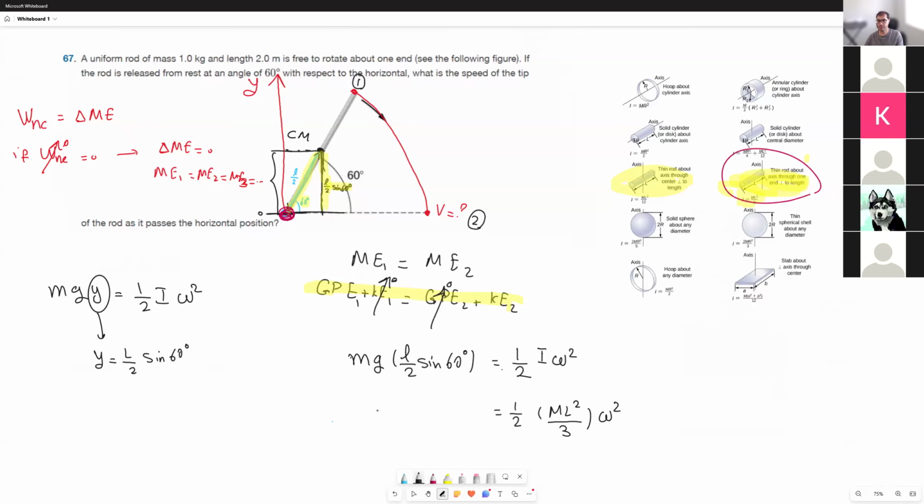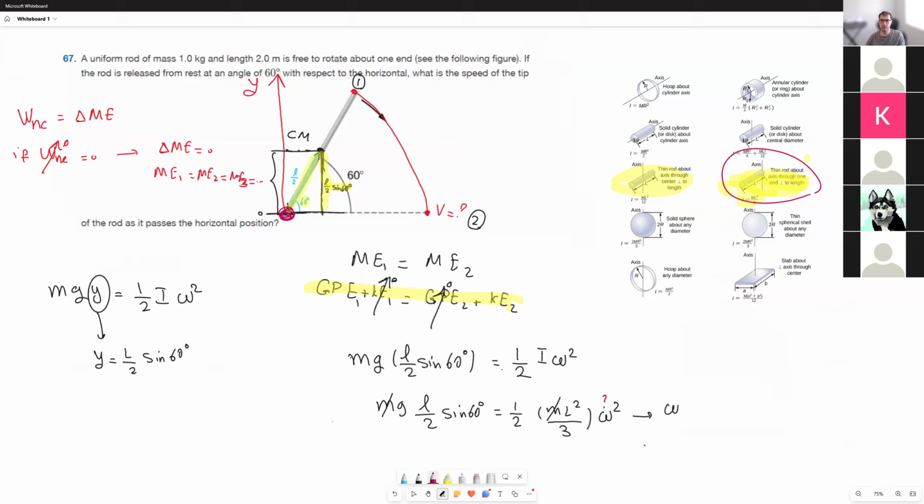Omega squared. So it's small m g L over 2 sine 60 degrees. The m's are gonna cancel out. You plug in the numbers and you will get omega. The only unknown here is going to be omega.